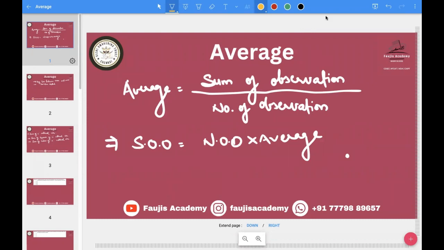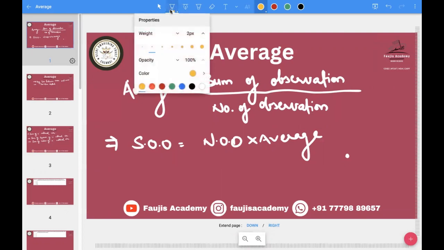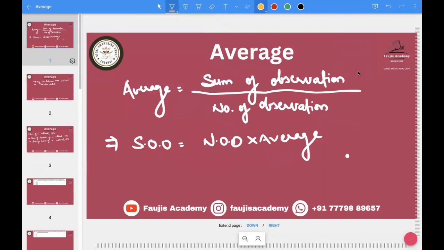Today we'll be learning average. Before I start, this is one of the chapters in arithmetic, and you will get anywhere between 2 to 3 questions from this chapter, which essentially means that 6 to 9 marks will be coming from here. So that makes it a very good chapter.